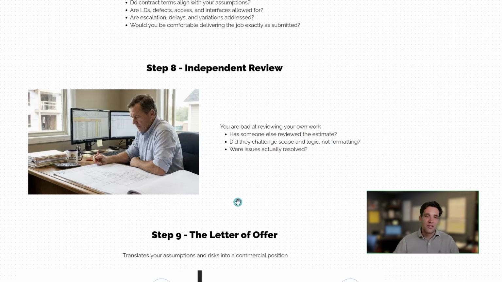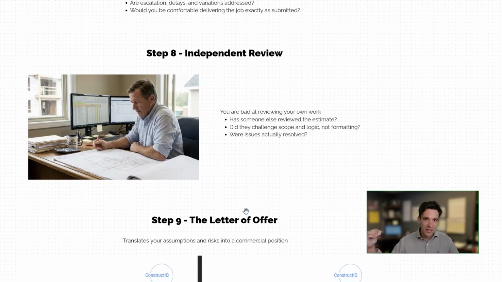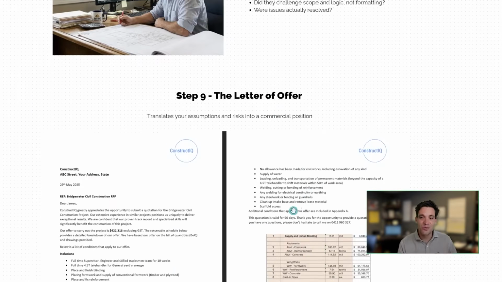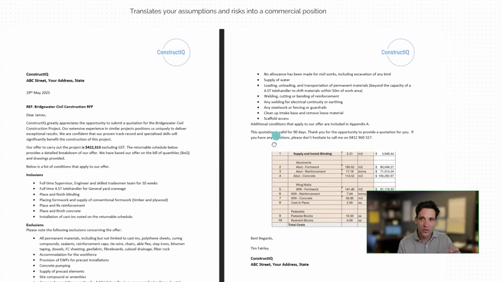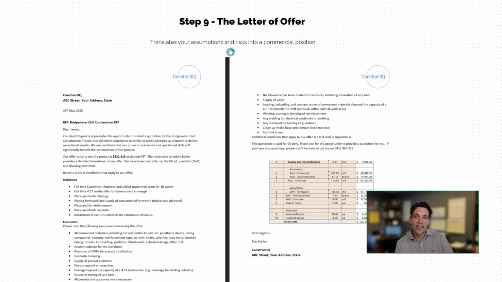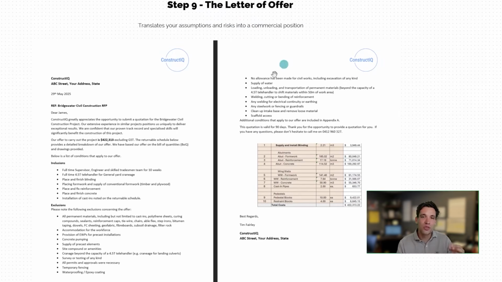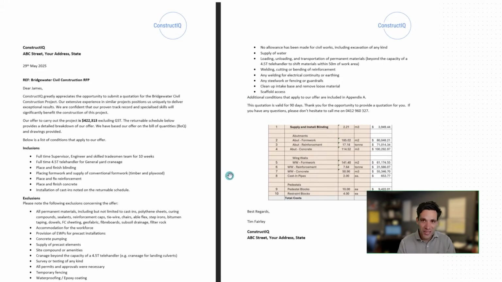Now, the final part of this process: we've got our price, we've made sure we've understood the scope, we've checked our estimate, we're comfortable with our price, and someone else has looked at it. We need to package this up and submit it to our client, and that is why we need to prepare a letter of offer. A letter of offer really takes your assumptions and risks surrounding your price and translates this into a commercial position. What are you actually quoting to do? You want to spell it out so it is unbelievably clear for your client. What are you quoting to do? What information is your price based on?